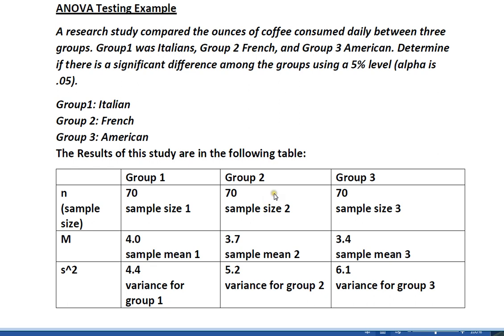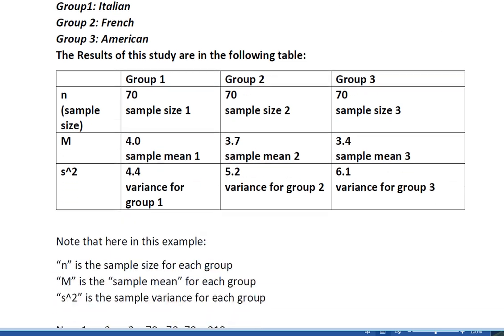Same thing for the other two groups. My second data set, my French data set, had 70 people in it. Their mean coffee consumption was 3.7, their variance was 5.2. For the third group also, 70 people in the group. 3.4 was their mean for coffee consumption, 6.1 was their variance. So whether you start with the data and make these calculations, or whether you simply start with these calculations, the following process is identical.